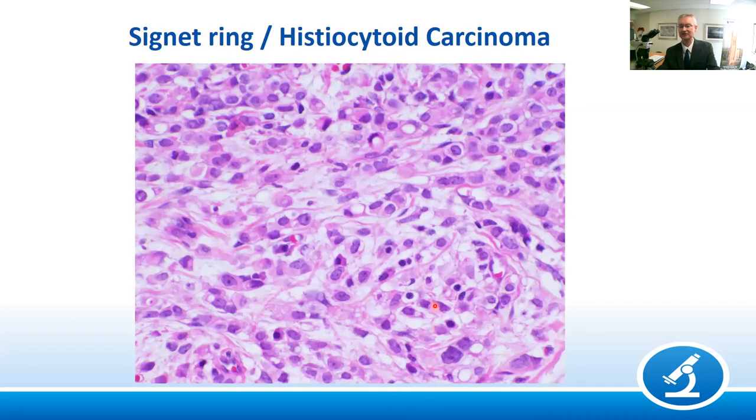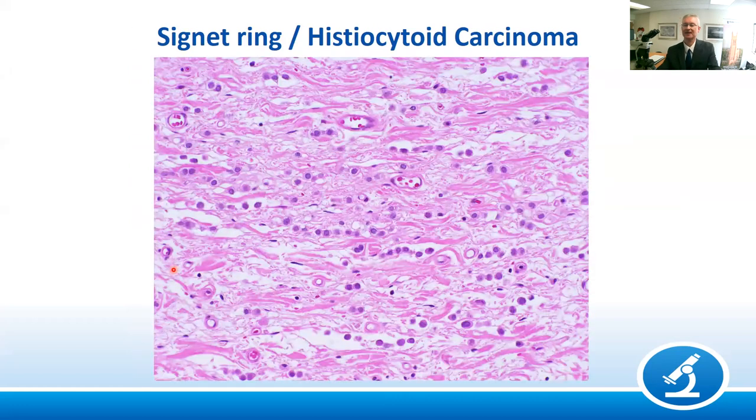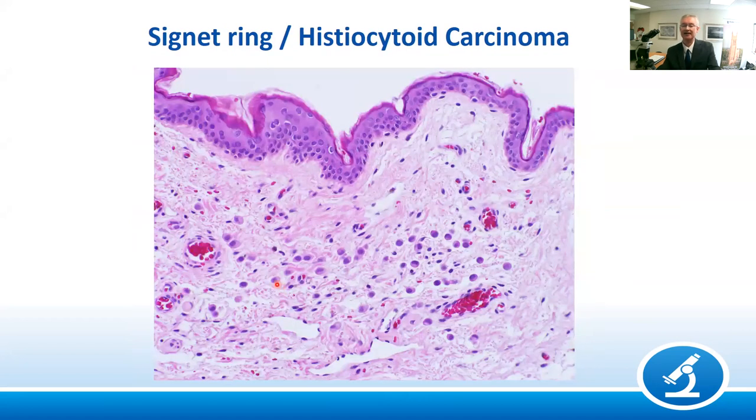And here's the histology. And you can see these signet rings among these other bland histiocytoid type looking cells. They often form single files like breast lesions might. And on a biopsy, you might only see a sprinkling of cells. This is one biopsy I had. You can only count maybe 10 to 20 cells in here.